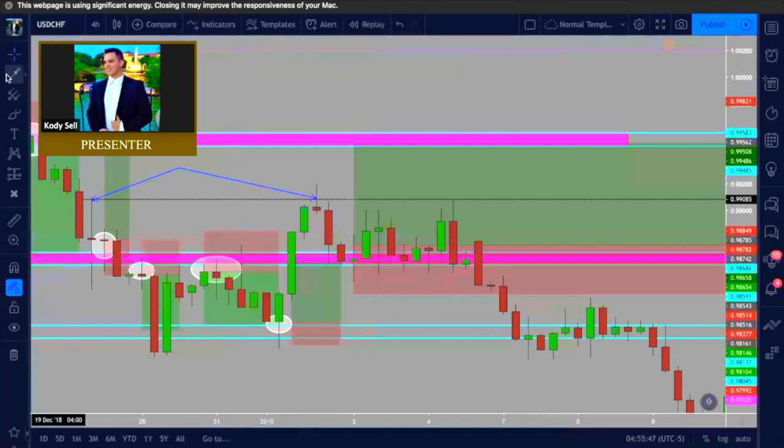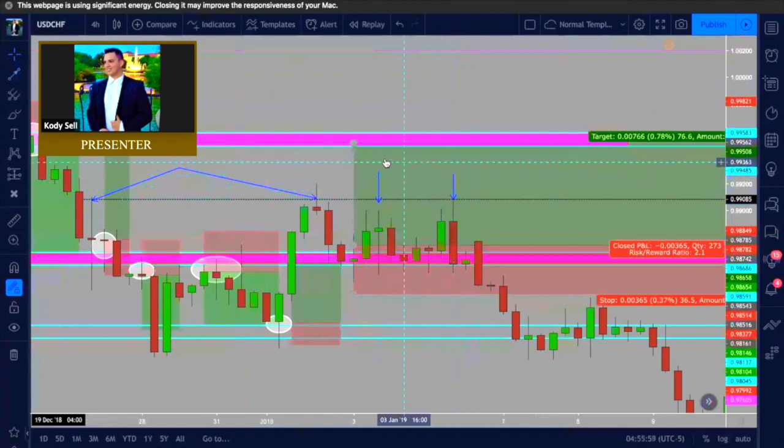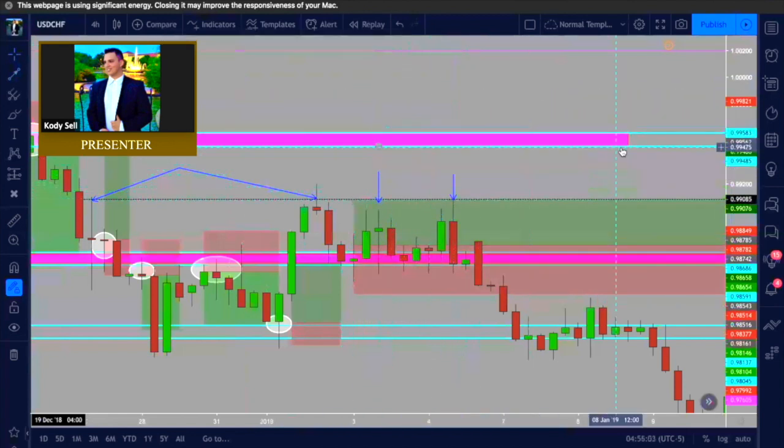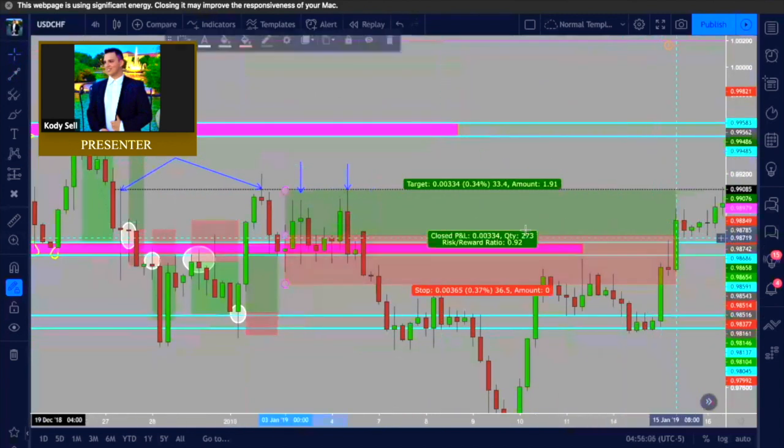And sure enough, look what happens. Look what happens right here. Look what happens. Pinpoint reaction right there. Okay? So in this case, you needed to identify that and your first target needed to be right here. Okay? That's simple. That's how you do it.